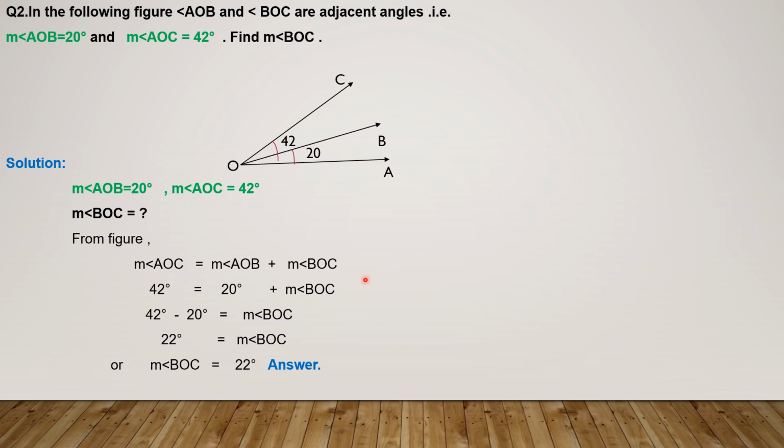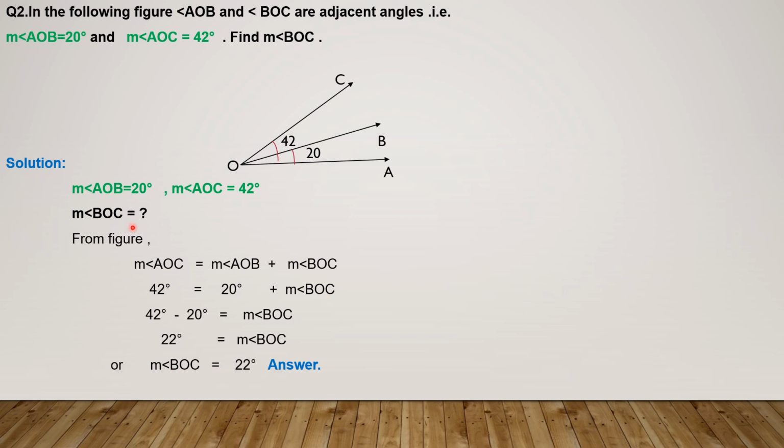Now simply put the given values in this equation. What is the value of angle AOC? Value of angle AOC is 42 degree. So we have put this value 42 degree. Angle AOB, its value is 20 degree. So put its value. Angle BOC is not given to you.